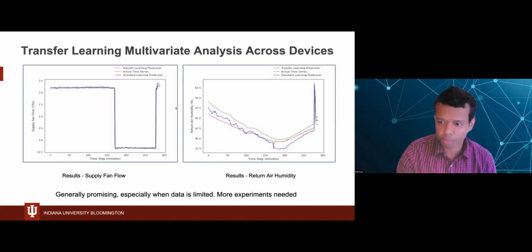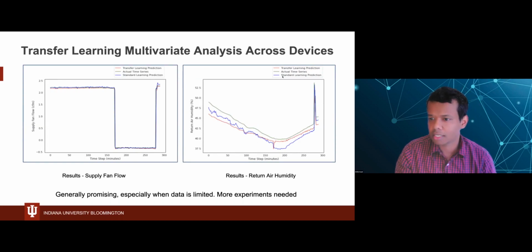And here is the output. So let us just focus on the right plot, where the actual time series is green, transfer learning is red, and standard without transfer learning is blue. So in some cases, red is actually outperforming blue, meaning that transfer learning is actually helping. Getting information from another device is actually helping, and that is good news.